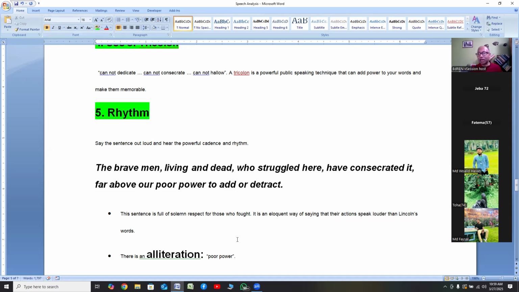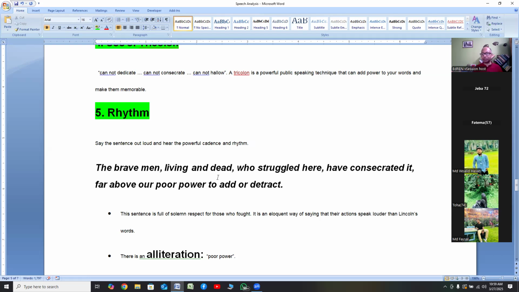But all people cannot speak musically, rhythmically. If your speech is rhythmic, then your audience will enjoy it. So just think of this sentence: the brave men living and dead. How concise and rhetorical this sentence is. The brave men living and dead.